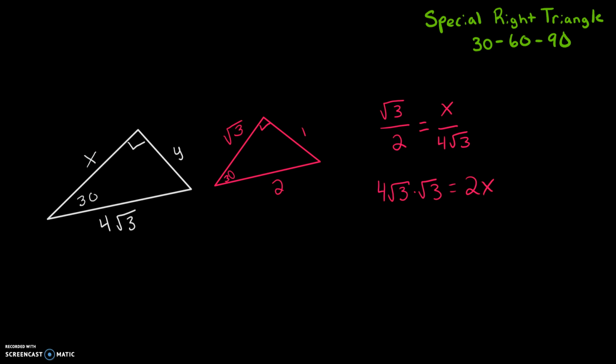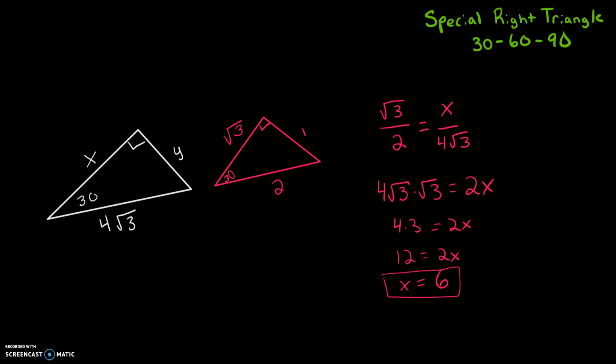4 times the square root of 3 times the square root of 3 is 4 times the square root of 9, which is 4 times 3 is equal to 2x. 12 is equal to 2x. So x is equal to 6. And that is our first solution. X is equal to 6.